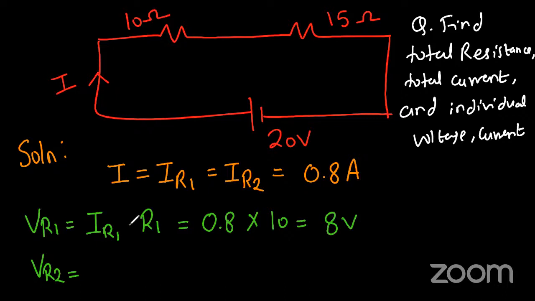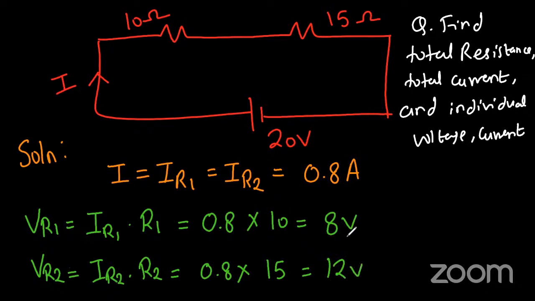Think about VR2. And what is our value of VR2? Harshavardhan says it's 12 volt. See, if VR1 is equal to IR1 into R1, so what will VR2 be? IR2 into R2. So what is IR2? It's again 0.8. And what is R2? It's 15. So 15 into 0.8, how much will the answer be? Everyone is saying 12. Check yours. Is it 12? Check, do 0.8 into 15. Answer is 12. Yes, it's 12.